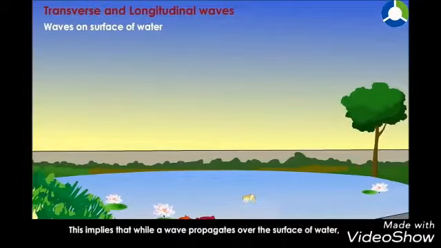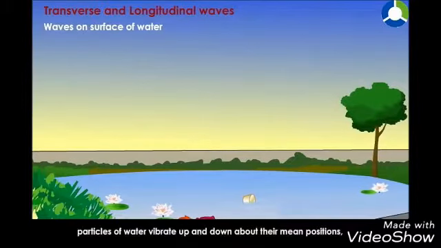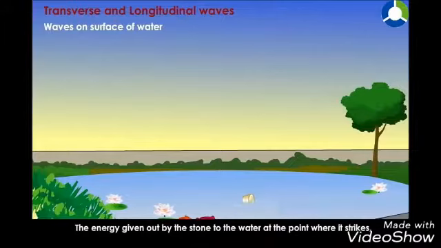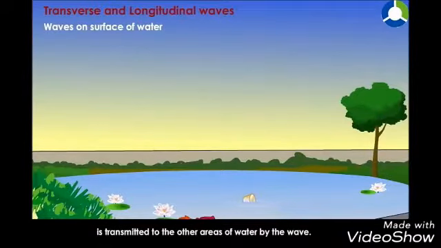This implies that while a wave propagates over the surface of water, particles of water vibrate up and down about their mean positions, and the disturbance moves outwards progressively from point to point. The energy given out by the stone to the water at the point where it strikes is transmitted to the other areas of water by the wave.